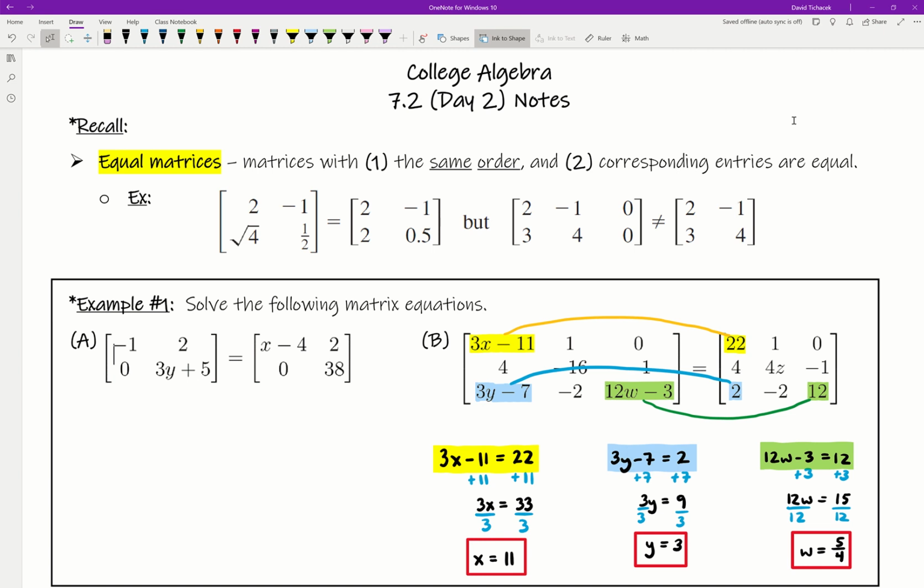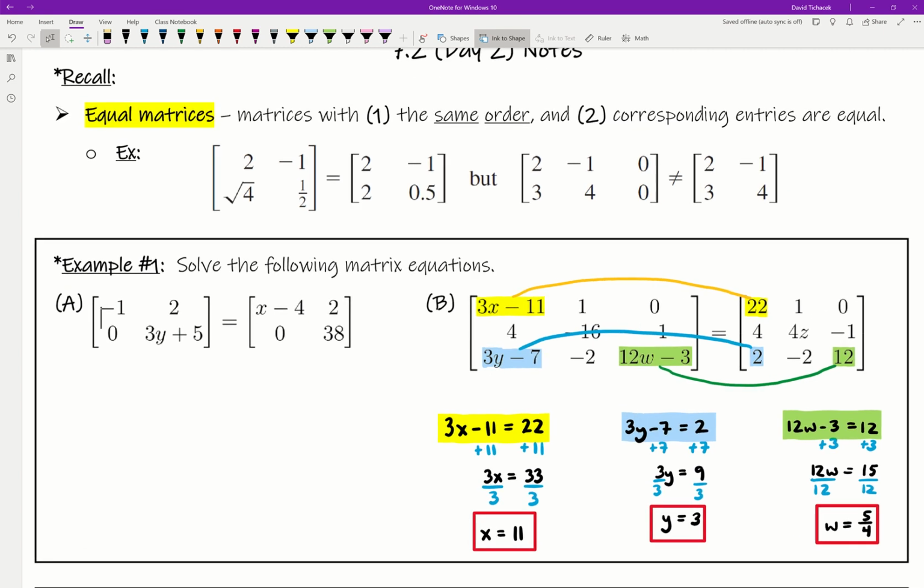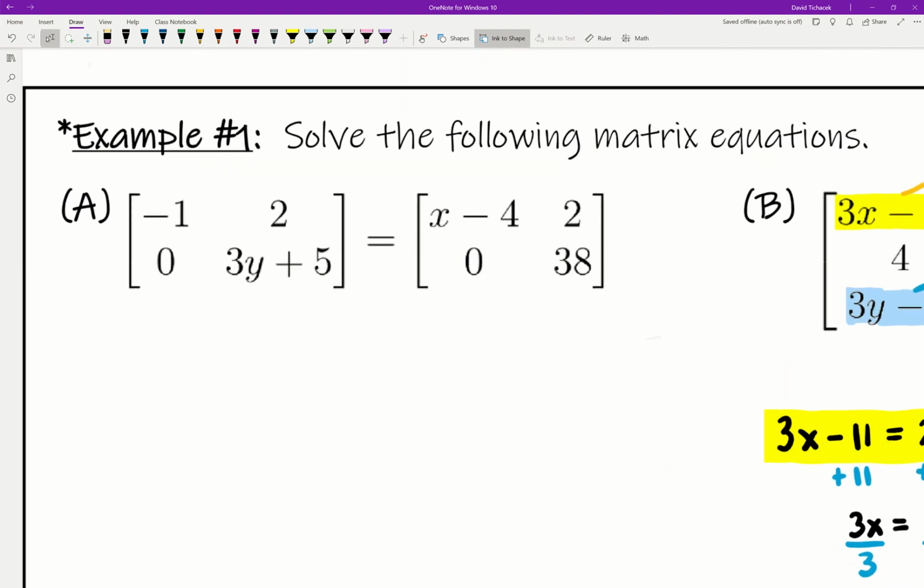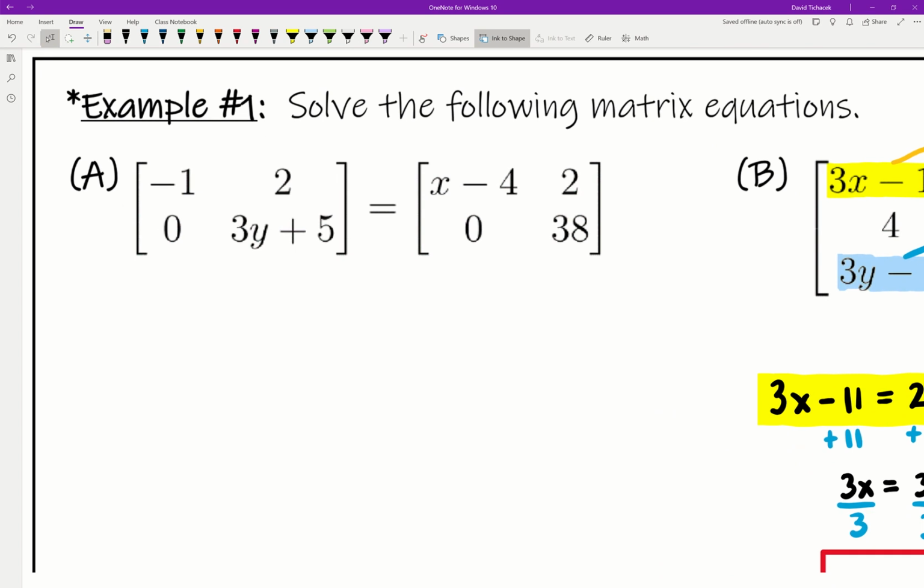First off, just to remind you what it takes for two matrices to be equal. They have to have the same order, which means the same number of rows and columns as each other. And they also have to have equal corresponding entries, right? If we have an equal sign between two matrices, that is a statement that says that all the corresponding entries are equal. If we give you examples like this, these are matrix equations where a matrix is equal to another matrix. What we need to do is match up corresponding entries and set them equal, okay?